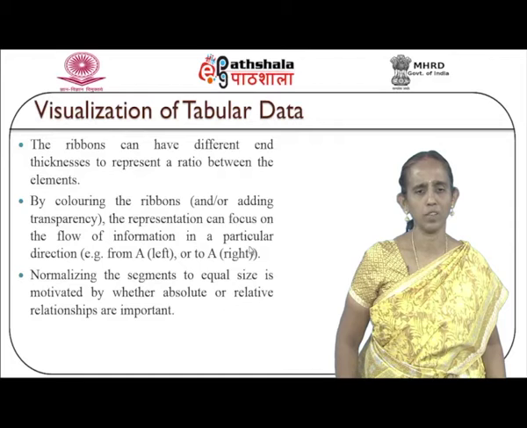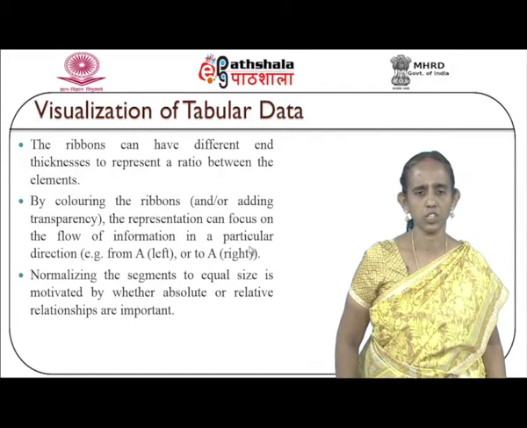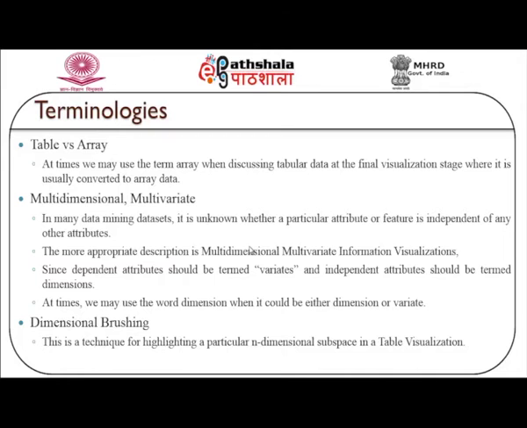Normalizing the segments to equal size is motivated by whether it is absolute or relationships are going to be important. Some of the terminologies associated with this kind of tabular data visualization are the table versus array. At times, we may use the term array when discussing the tabular data at the final visualization stage, where it is usually converted to array data.